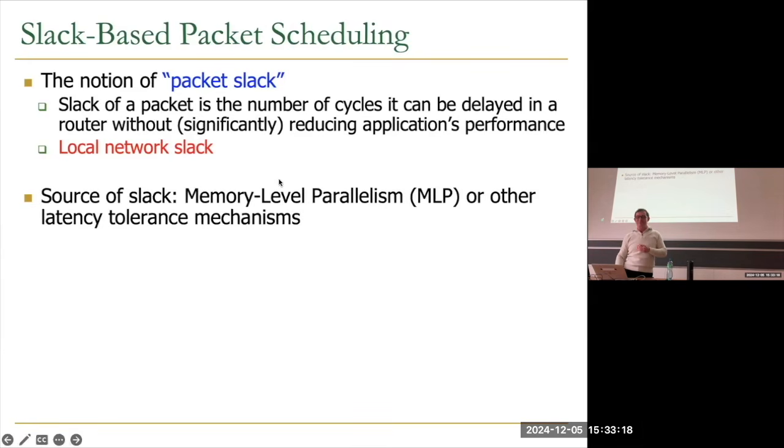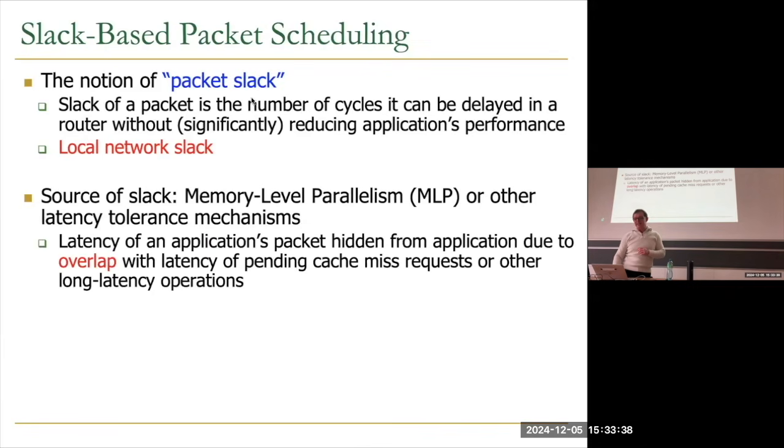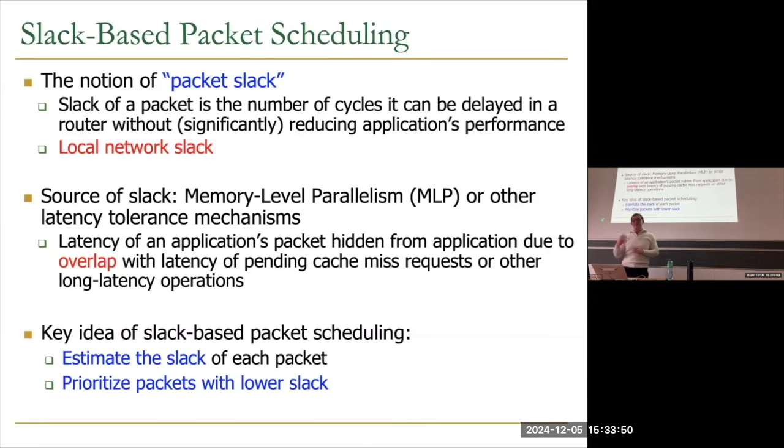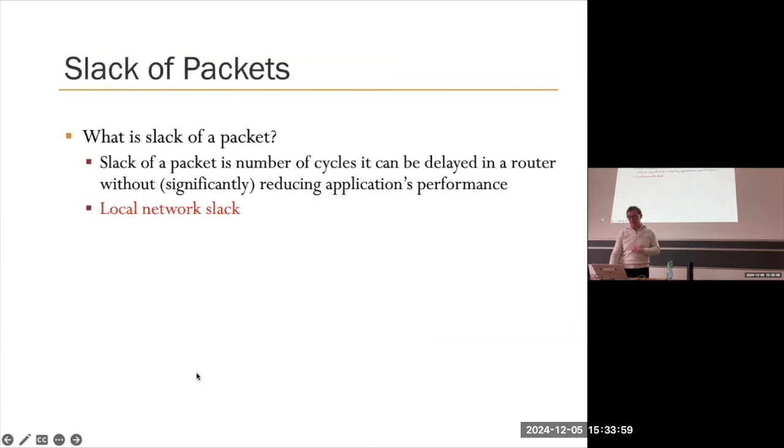So why is there slack? Basically, whatever we discussed in earlier lectures, because there are latency tolerance mechanisms. There's memory level parallelism. There are multiple requests outstanding, for example, from an application. And one of them may be long latency, the other may be short latency. And the short latency one probably has a lot of slack. Essentially, the latency of an application's packet is hidden from the application due to overlap with the latency of pending cache miss requests or other long latency operations. This is a long way of saying what I just said. So the key idea of slack-based scheduling is to estimate the slack of each packet, which may not be perfect, as we will see, and then prioritize the packets with lower slack.